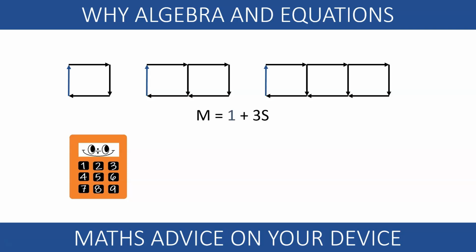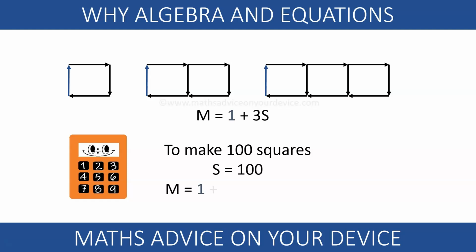We can use this formula to figure out how many matches are required to make, for example, 100 squares. By replacing S with 100, we know that 1 plus 3 times 100 equals 301. We need 301 matches to make a pattern with 100 squares.